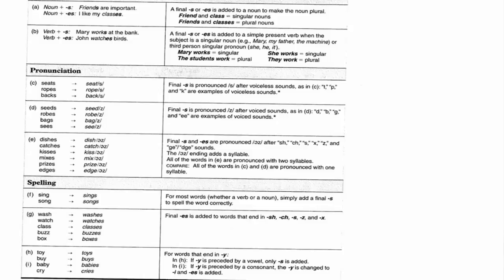In part D, the sound changes according to the end sound of the word. These have a Z sound on the end, and these are voiced sounds. The final end sound of the word is B, D, G, and E, double E. And the words in group D are seeds, robes, bags, seas. And you should be able to hear the Z sound. And I encourage you to practice along with me.